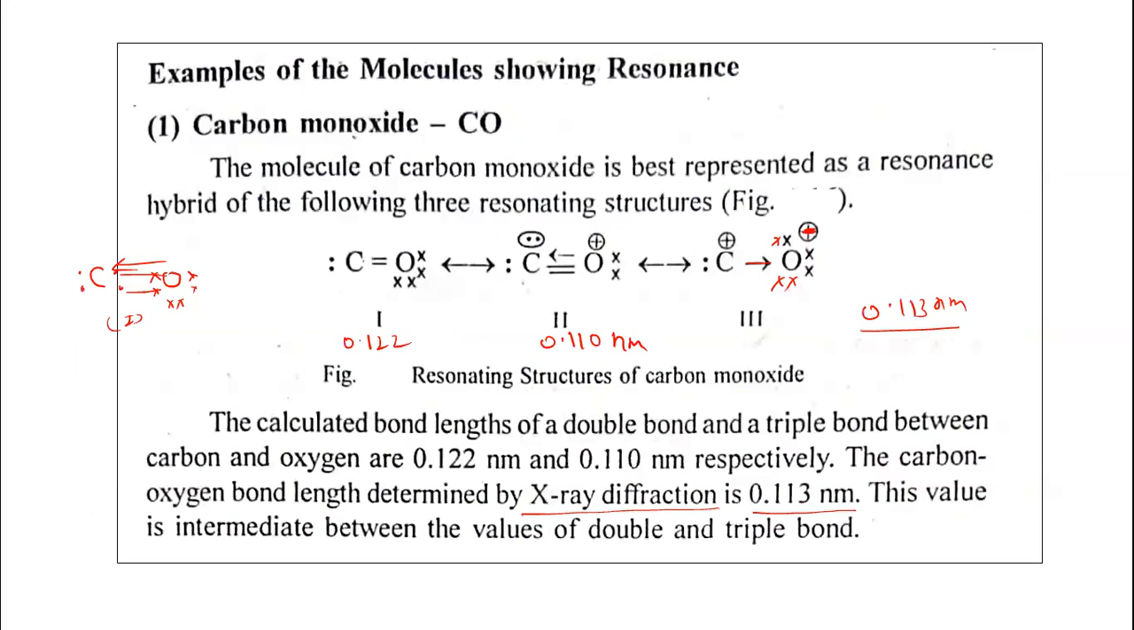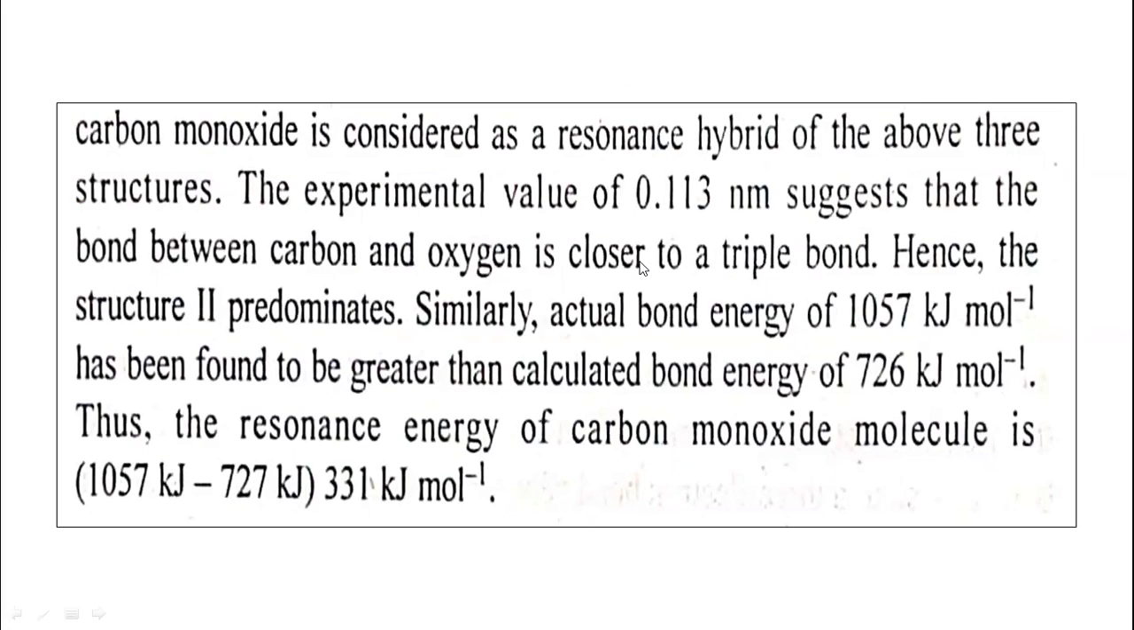You can see here, it is closer to the triple bond because this experimental bond length is closer to the triple bond. This 0.110 is calculated, but experimental it is 0.113 nanometer. So it is closer to the triple bond. Hence, the second structure is the more possible structure for the carbon monoxide molecule. The second structure is the more predominant structure.